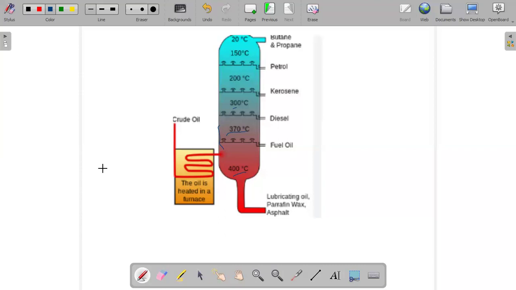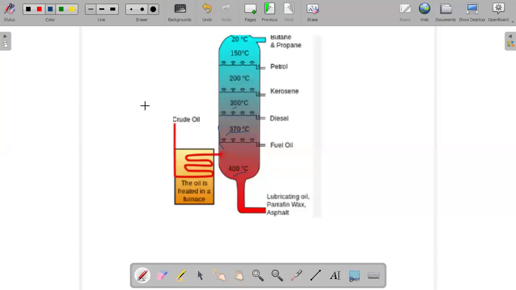Then you have diesel. Diesel is obtained at a temperature of 300 degrees centigrade. So you can say that for diesel, the boiling point is 300 degrees centigrade. When the gas reaches 300 degrees centigrade, the diesel starts converting to the liquid state, and it is collected over here. In the same way, all the substances are collected at each temperature level.